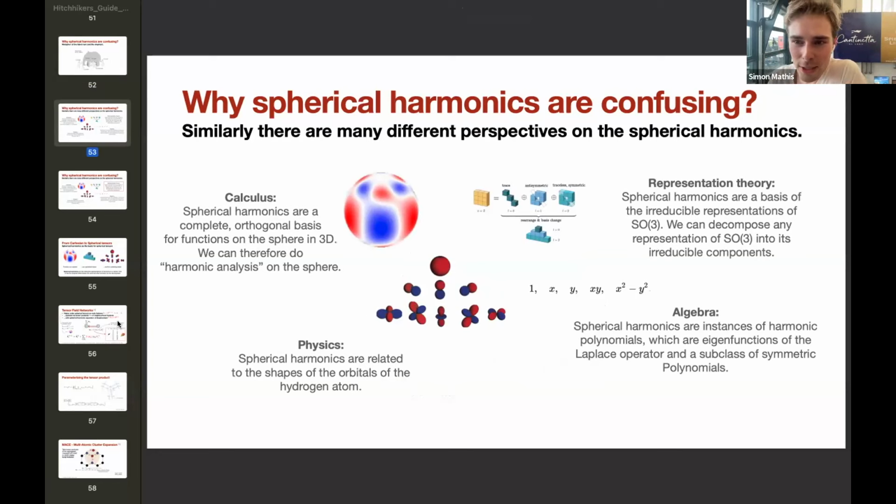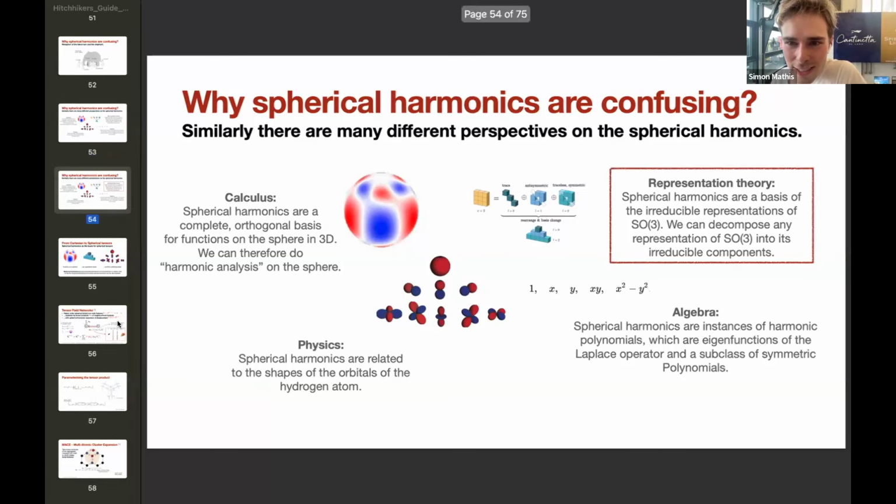You might look in a physics textbook about spherical harmonics. They tell you they dictate the shapes of the orbitals of the hydrogen atom. You might look into algebra textbooks and you see how spherical harmonics are related to harmonic polynomials, which are eigenfunctions of the Laplace operator, a subclass of symmetric polynomials. Or you look into representation theory, where you see that spherical harmonics are a basis of irreducible representations. And because they're so versatile, you find so many different perspectives. And if you Google, you might not find the one that helps you understand the most, or is the most helpful in what you're trying to do.